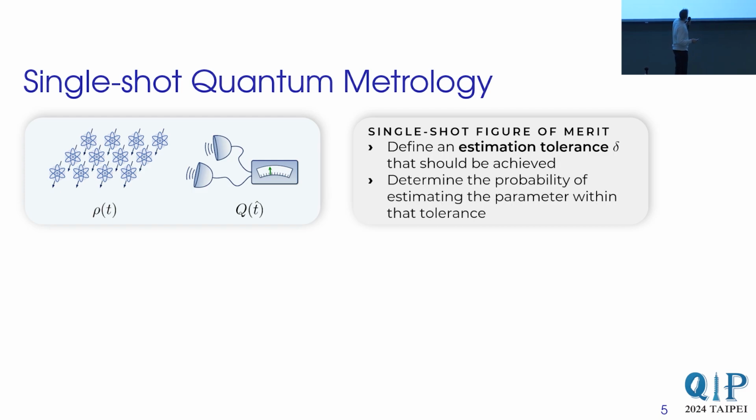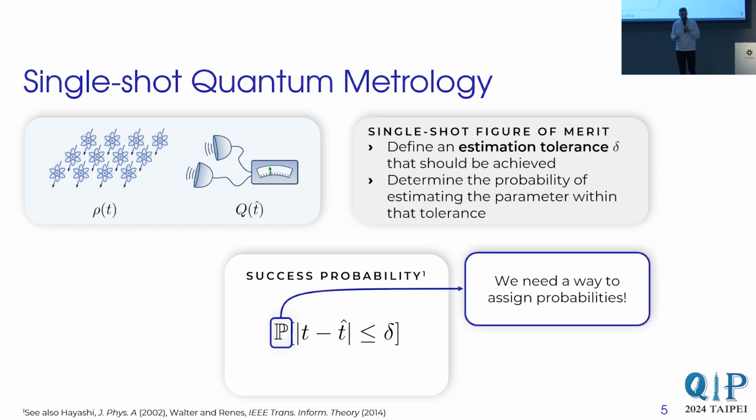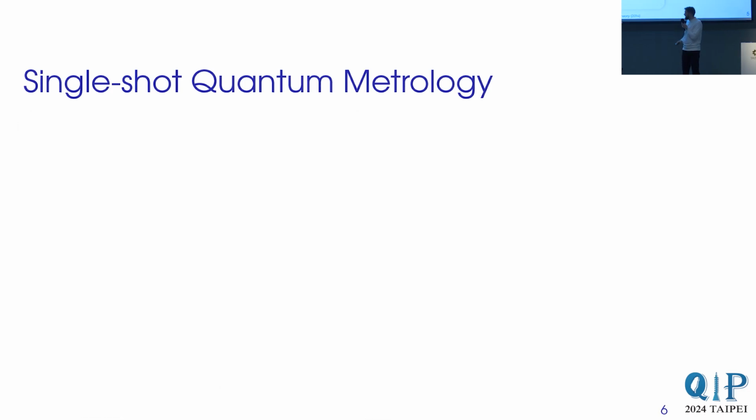And then we can ask, okay, but what is the probability that our procedure actually outputs such a good estimate? So basically what we care about is a success probability of quantum metrology. And if I say success probability, you might ask, probability with respect to what? So we need a way to assign probabilities to this. And basically this means we need a way to model the idea that the parameter is unknown to us. So that's what we are doing on the next slide.